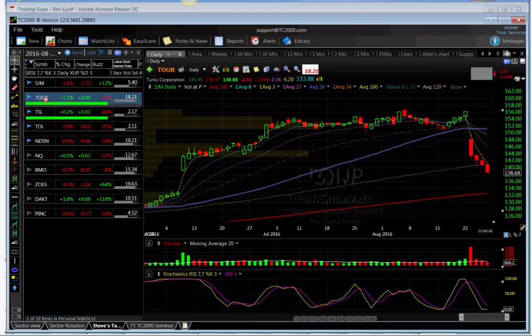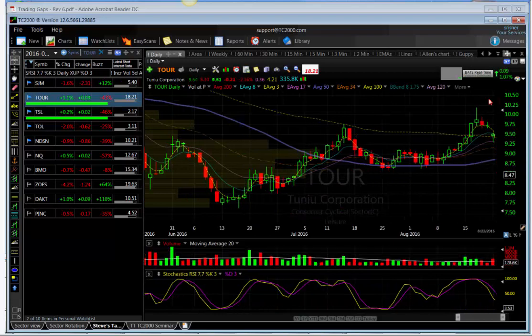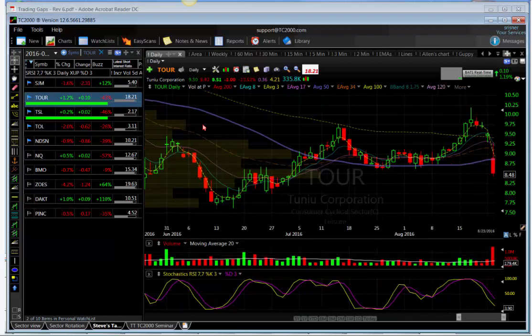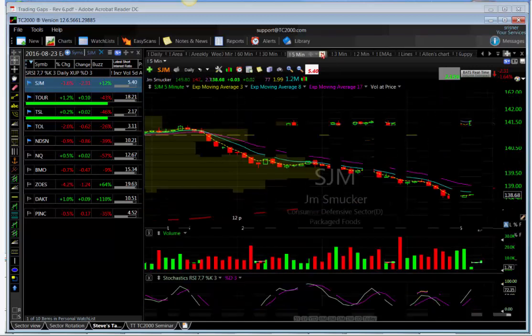Okay, let's go over TOUR. I'm just going to stay on this one day. Cup and handle. If it gets over 10, gets under, say, 9.25, or even 8.75, that would be what we're looking for. Boom. Let's look at, back one. Let me go to a 5-minute chart.